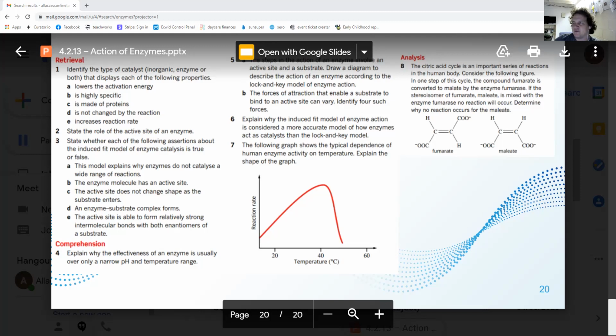So yeah, Jacob, we have what we call a cis and a trans isomer. On the fumarate, you've got hydrogen on opposite sides. On the maleate, you've got hydrogen on the same side.